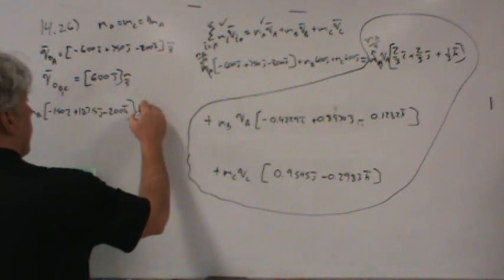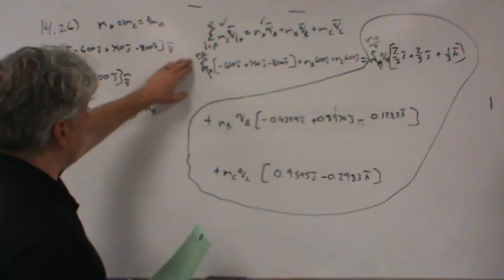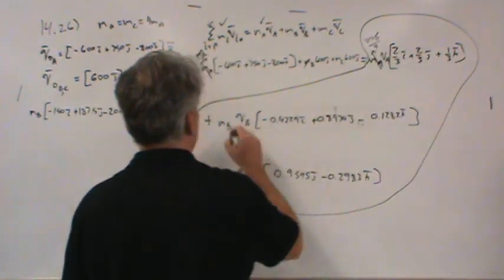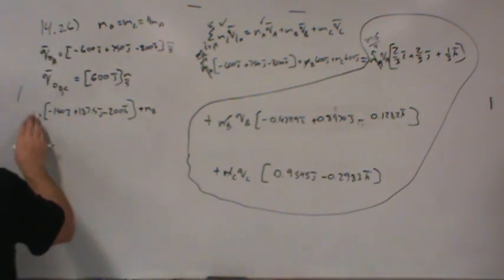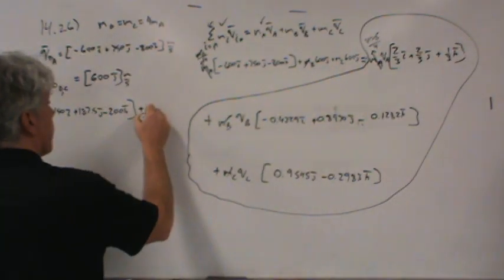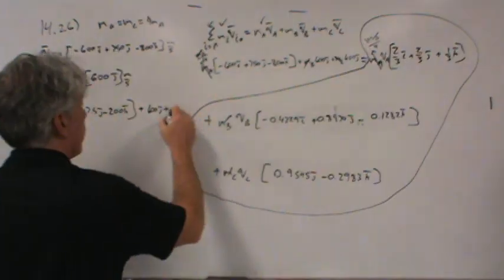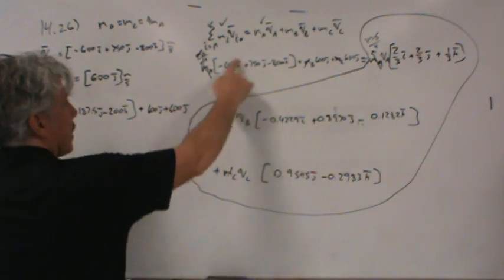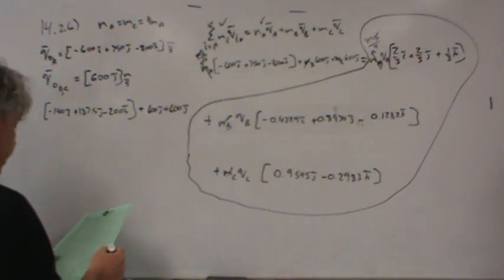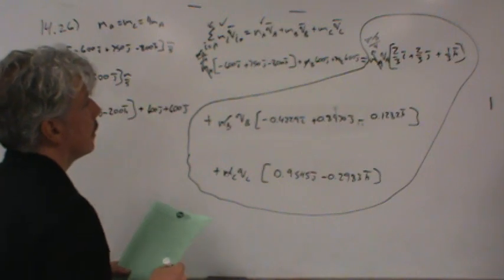Plus mass of B. Well, wait a second. If the mass of B appears everywhere, and the mass of B is the same as the mass of C, can't we just cancel the mass of B everywhere? So I don't even need to write the mass of B. That means it's gone here. I just need 600J plus, well, cancel there too, 600J. And that's the whole left-hand side of my equation, and that is equal to the right-hand side.